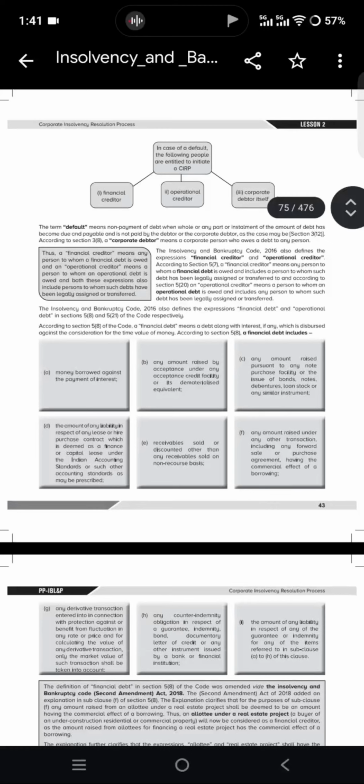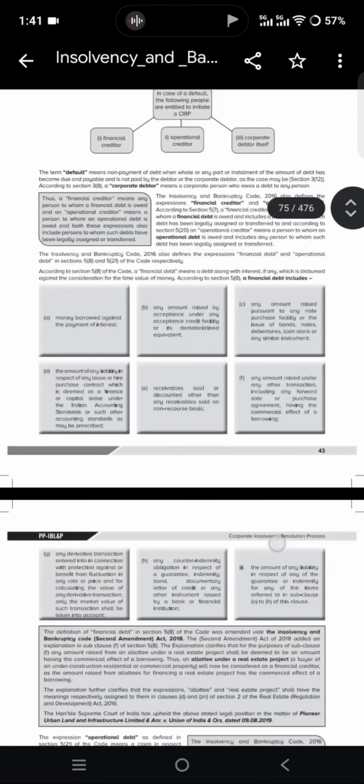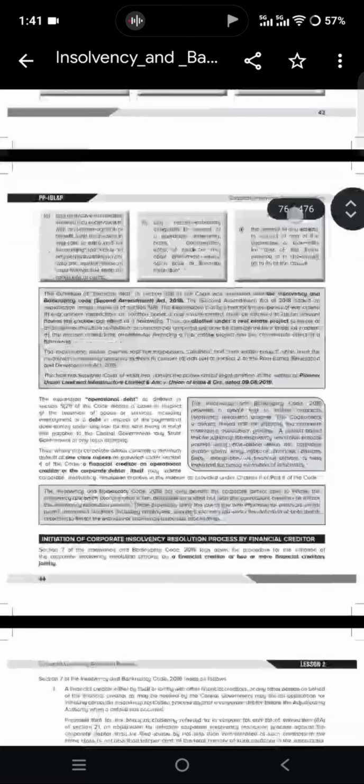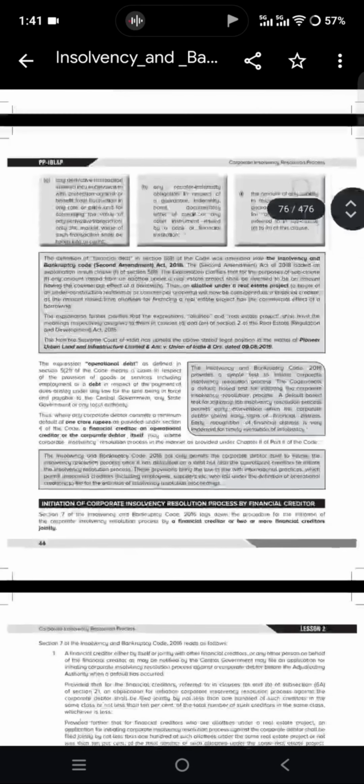Next, Section 5 clause 8, financial debt means money borrowed against the payment of interest. Any amount raised by acceptance under any acceptance credit facility or dematerialized equivalent. Any amount raised pursuant to a note purchase facility or the issue of bond, note, debenture, loan stock or any similar instrument. So the first one was against interest, the next one is acceptance credit facility, and the third means instruments.